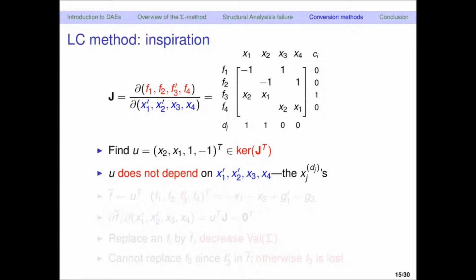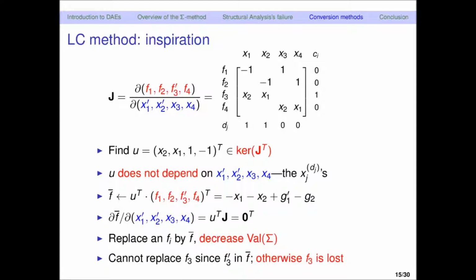So this means if I take the linear combination of these equations, just using the product rule you learned in undergrad, you can prove that the resulting equation from this linear combination does not depend on this derivative as well. So if I replace one of the existing equations by this new equation, we can prove we reduce sigma. We cannot pick F3 because F3 is differentiated here. If we replace it, then it's gone. We cannot recover it anymore.